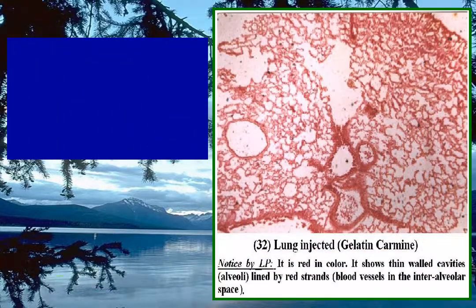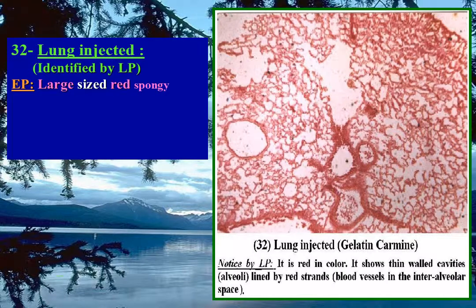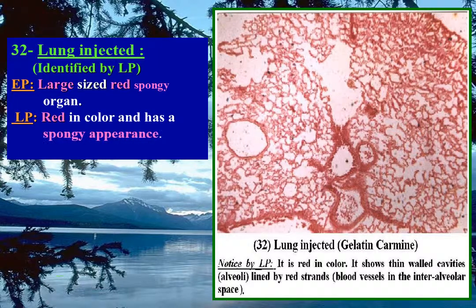Adult lung injected with gelatin carmine. By eyepiece, it is a large-sized spongy red organ. By low power, it shows thin-walled cavities, alveoli, lined with red strands, blood vessels in the interalveolar spaces.